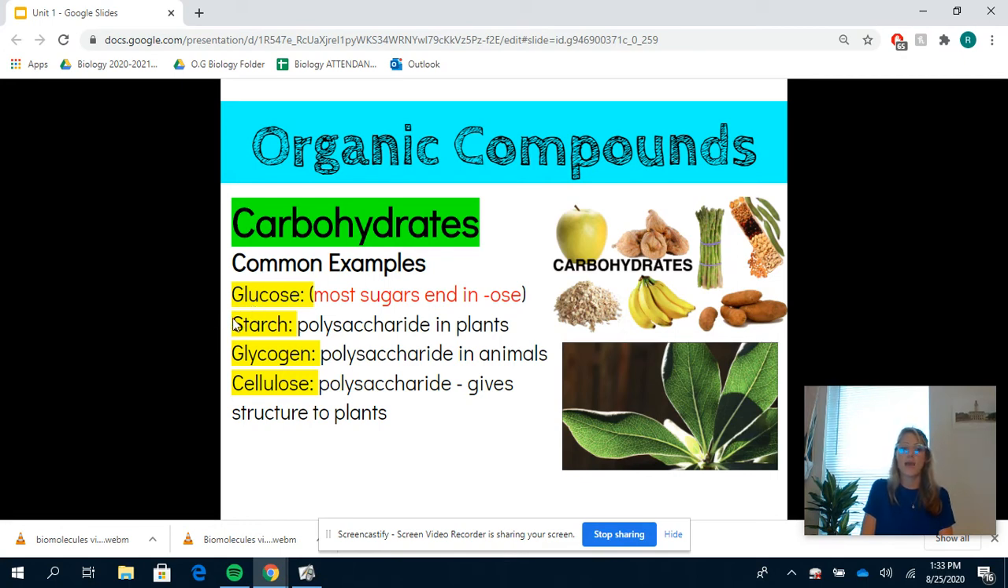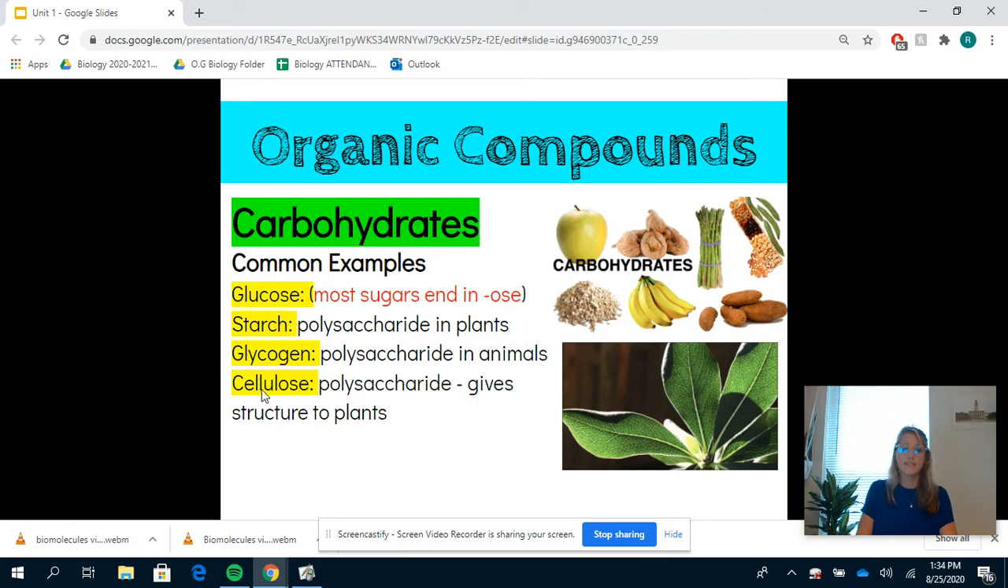The next example that we have is starch. This is the type of carbohydrate that is found in plants, so anything that grows out of the ground, including potatoes, wheat, corn, celery, etc. Then we have glycogen. Glycogen is the carbohydrate that is found in animals. So any carbohydrates that are synthesized in my body are in the form of glycogen.